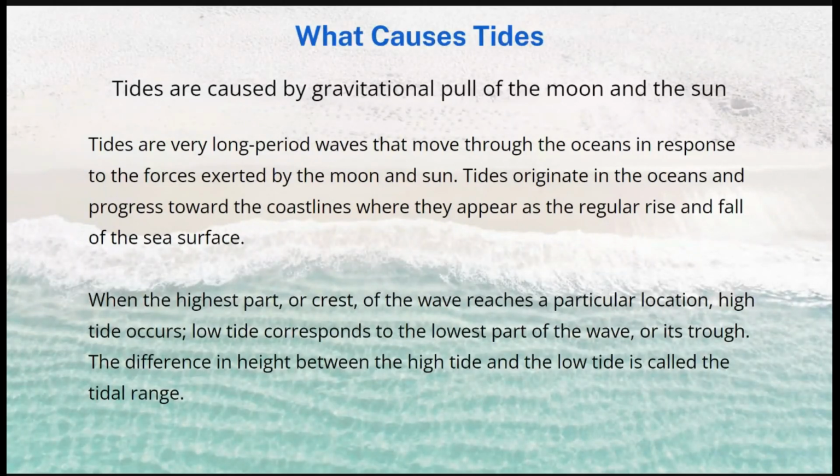The difference in height between high tide and low tide is called the tidal range. So very similar to when we were labeling waves, we have a crest, we have a trough, and then we have the tidal range in between.